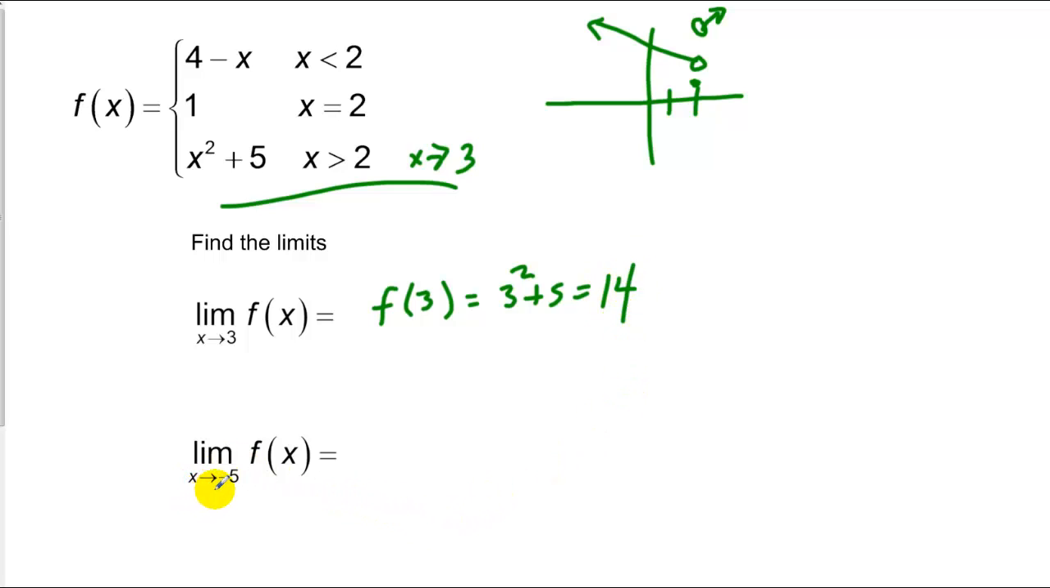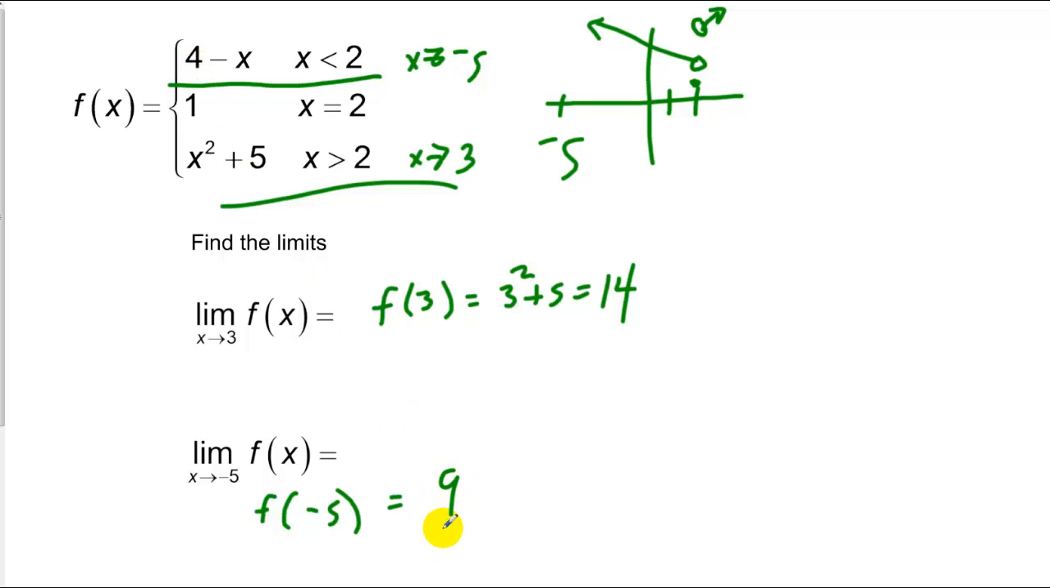When I want to find the limit as x goes to -5, it lands somewhere over here, and I know that's in this region. And all I need to do is find f of -5 to find the limit. f of -5 is going to be 9 in this case. So again, even though this function was not continuous, it was continuous at the point where we're trying to find the limit.